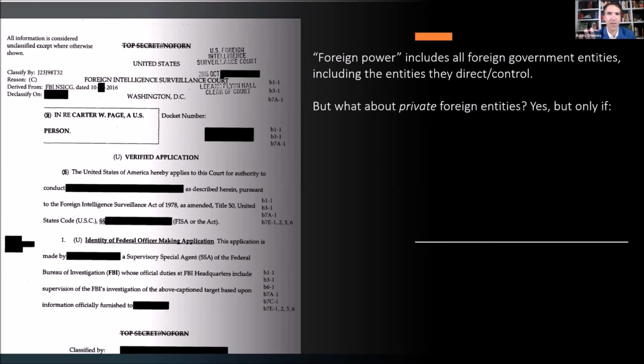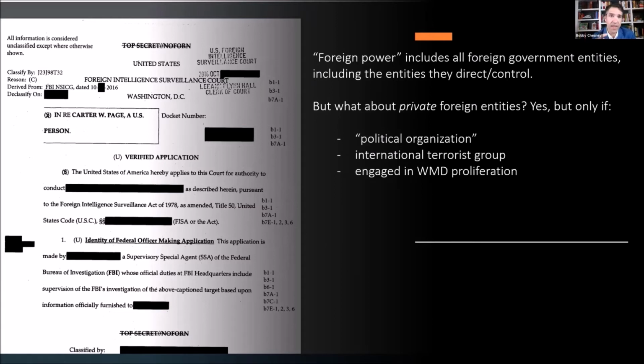Not everything outside the United States is a public governmental entity. What about all the private foreign entities? They can count, and I'm paraphrasing here, but it boils down to this. They count if it's a private political organization, so a foreign political organization, like a political party or political organization of some other kind, that counts. An international terrorist group would count. And an organization that engages in WMD, weapon of mass destruction proliferation, those can all count.